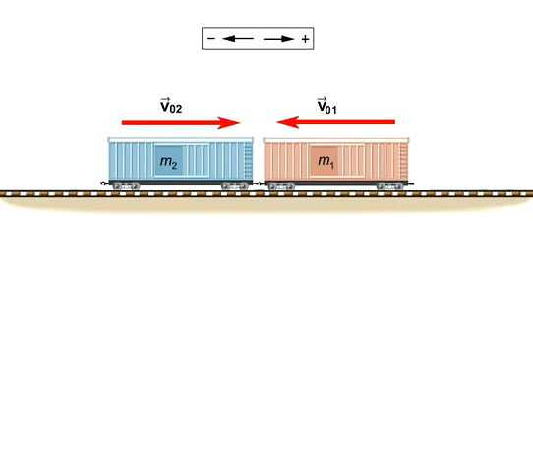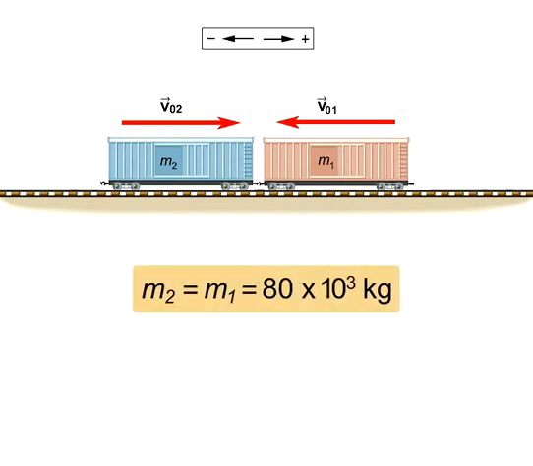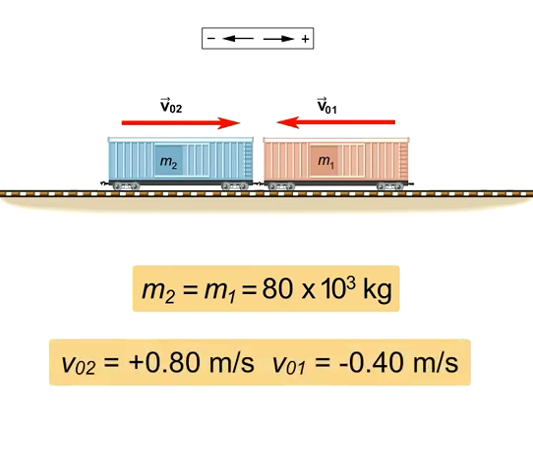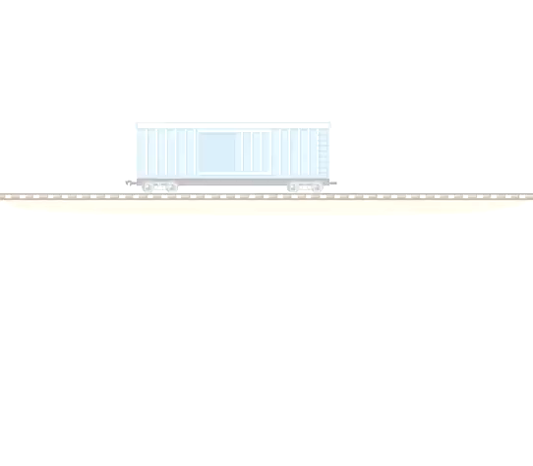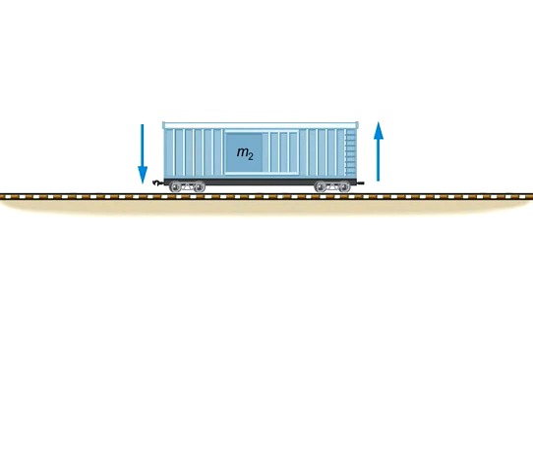We will consider the case where m sub 1 and m sub 2 are both 80 times 10 to the third kilograms. V sub 02 is plus 0.80 meters per second, and V sub 01 is minus 0.40 meters per second. V sub 01 is negative, and this means that the car on the right initially moves to the left. The two boxcars constitute the system we will analyze.